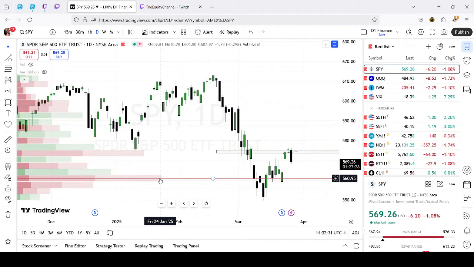Now, traders use the point of control in many ways. Some say above the point of control, the market is bullish. Below the point of control, the market is bearish. Some believe the market is attracted to the point of control like a magnet. Some may just use the point of control as support and resistance. I look at it as information. Keeping it simple.